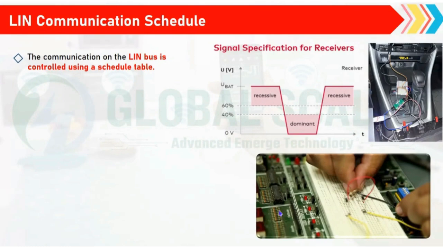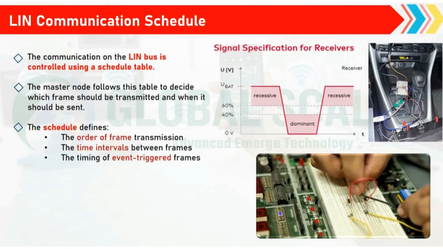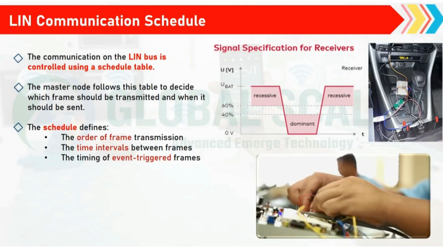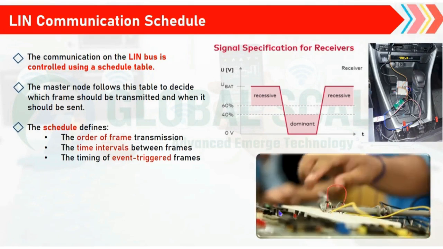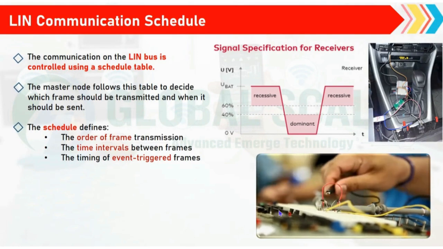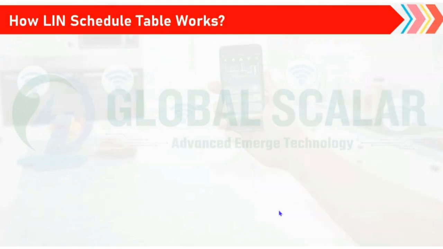And the communication on the LIN bus is controlled using the schedule table. The master node follows the table to decide which frame can be transmitted and when it should be sent. So here is the schedule defined: the order of the frame transmission, the time interval between the frames, and the timing of the event triggered frame. By addressing all the scheduling, the master will ensure that proper deterministic communication is happening for the transmitting of the data in the predefined order.